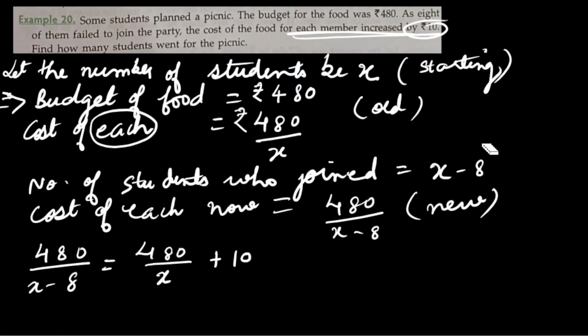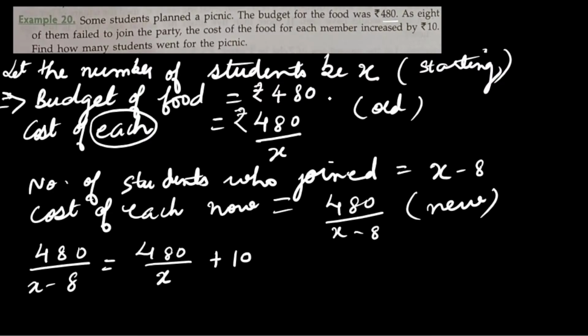So what was given to us? It was given to us some students are planning for a picnic and their total cost is given to us, 480. So here we can see now, the number of students I have to find. So I assumed the number of students as x.